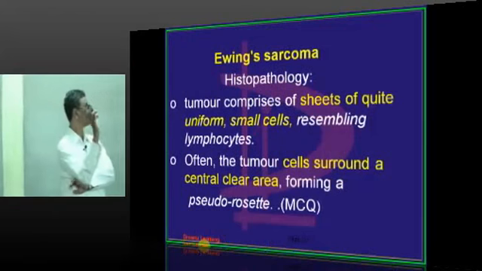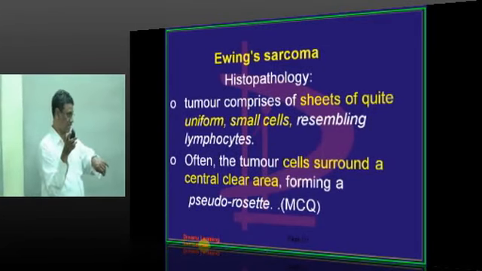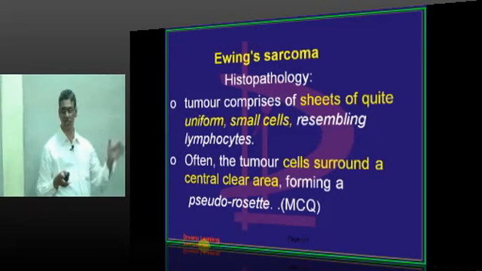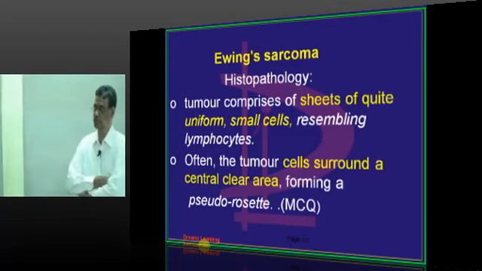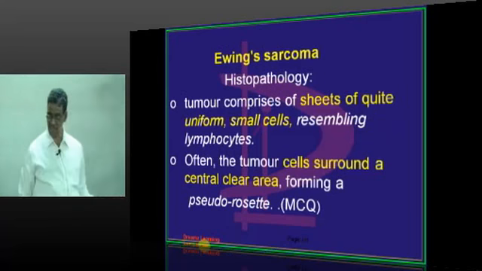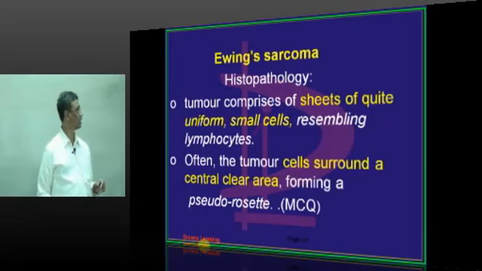Histopathology. The tumor comprises sheets of quite uniform small cells. Everyone sits silently in the sheet, it is boring. In the same way, there will be sheets of quite uniform small cells resembling lymphocytes.